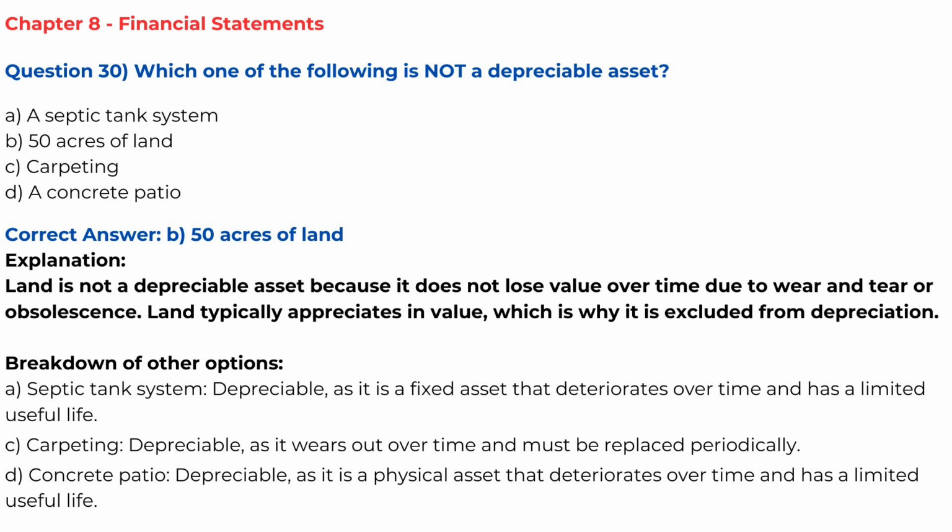Breakdown of other options. A. Septic tank system. Depreciable, as it is a fixed asset that deteriorates over time and has a limited useful life. C. Carpeting. Depreciable, as it wears out over time and must be replaced periodically. D. Concrete patio. Depreciable, as it is a physical asset that deteriorates over time and has a limited useful life.